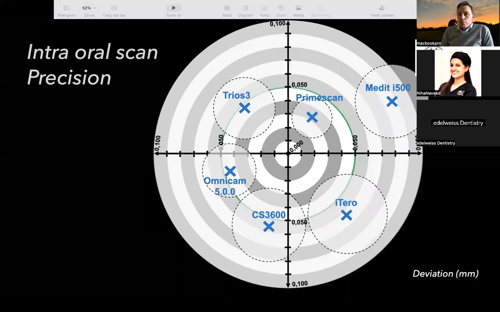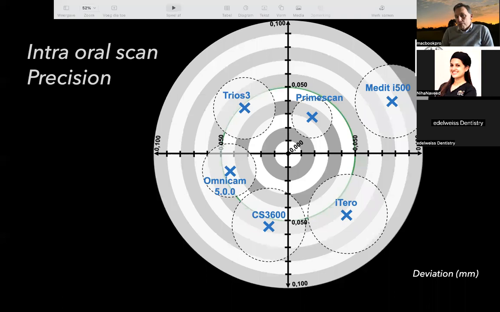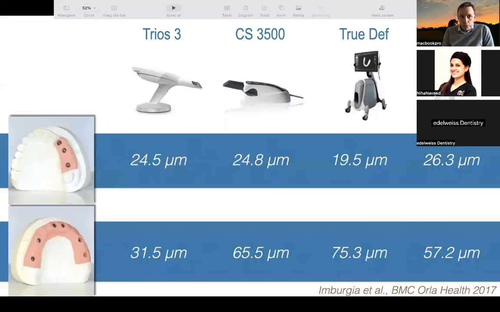You can see that the more you are in the middle of the cross, the better the result we got. What is acceptable for us is if you are in the green zone. Everything out of the green zone is not acceptable. At that moment it was a study from 2019, and there were not so many intraoral scanners which had very good results.